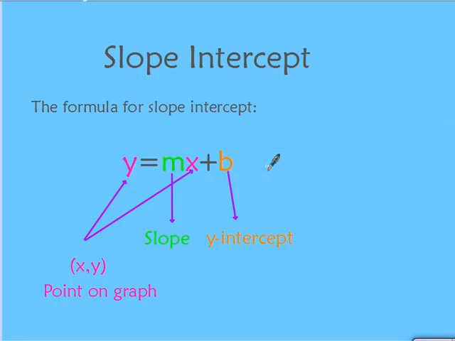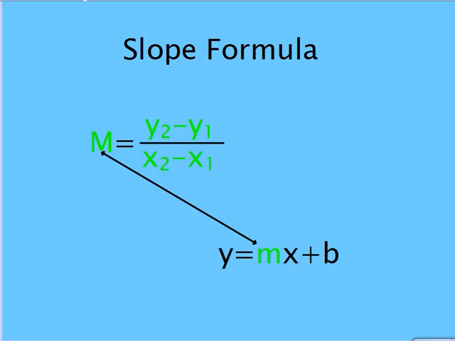Today we'll be working on slope-intercepts. Slope-intercepts consist of a y, an x, a slope which would be m, and a y-intercept which would be b. To find out the slope, we take 2 points and subtract the y2 minus y1 over x2 minus x1, and then you get the slope.